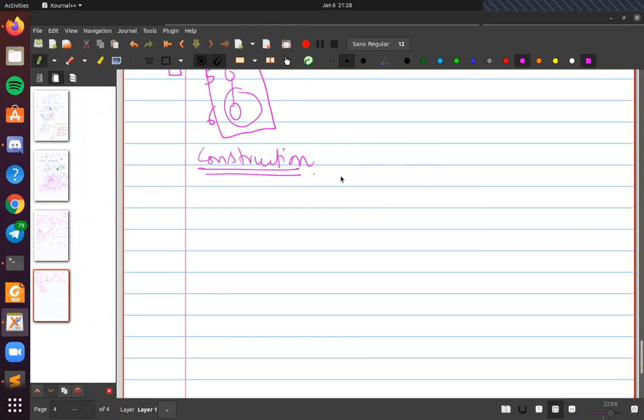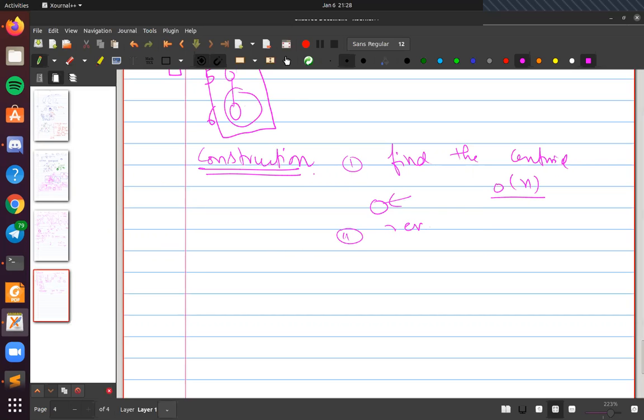Okay, so now one way is to just do what we were doing on paper. Find the centroid of the tree, which will be in O of n. Then remove the node, find the centroid, and do the same for all the subtrees, all the trees formed, and then connect their centroid to this centroid.